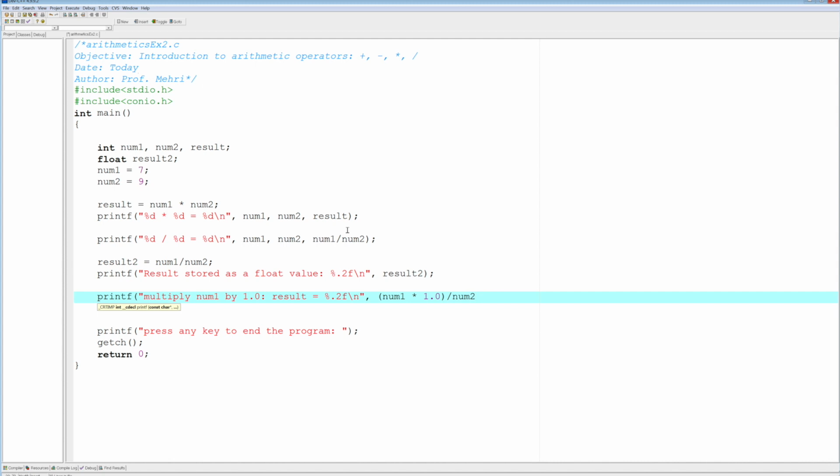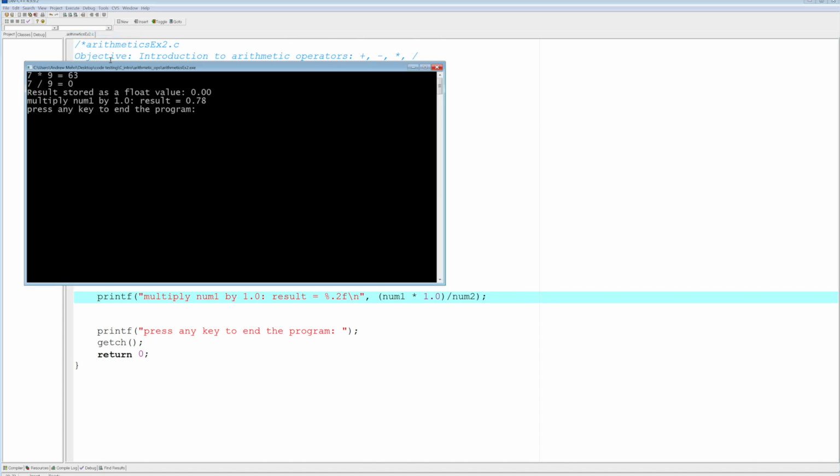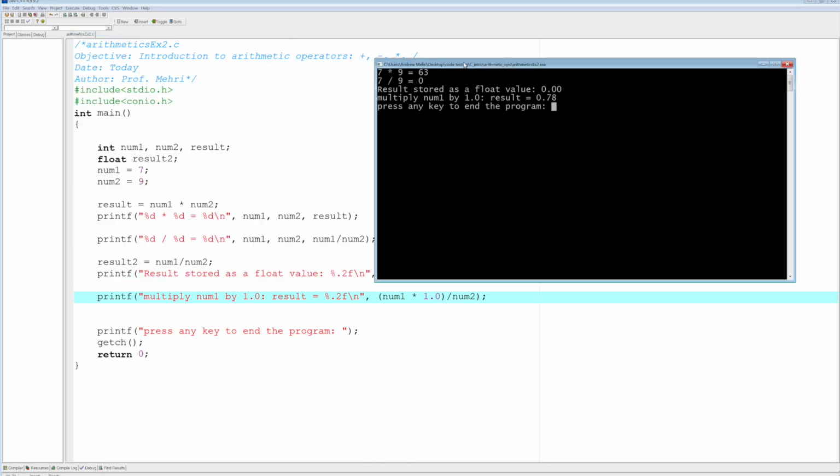You can leave the denominator as an integer. Num1 in this case did not change. It's still an integer. But the numerator for this division is now a float value. You divide a float by an integer, you're going to get a float. So now we're going to get a result that is close enough, compile and run, to what we want, 0.78. Okay? So that is the correct result, typically, if you were dealing with real numbers. 7 divided by 9 will give you 0.78.